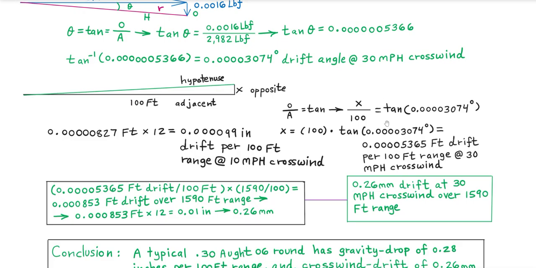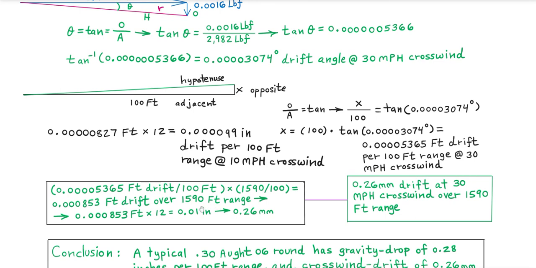So we solve for x by multiplying the tangent of this small angle times 100, and so we calculate a very tiny amount, a feet drift per 100 feet range at 30 mile per hour crosswind. Then we take this value and multiply it by the multiples of 100 over the range of 1590. So 1590 over 100 times this value here. So we have it here. We calculate a total drift of this small value here over the 1590 feet range.